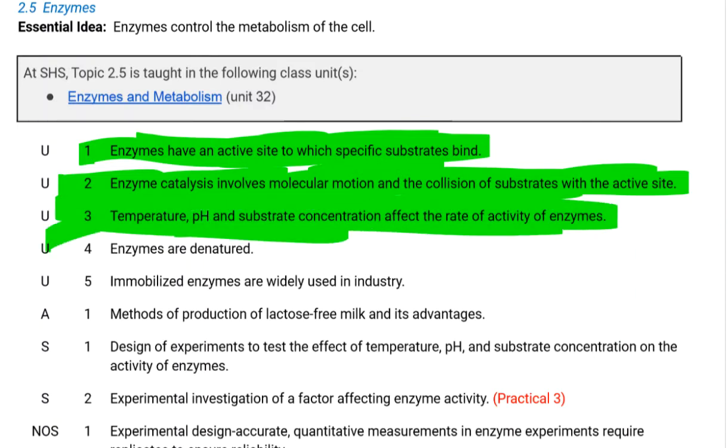Like I mentioned earlier, if there's low substrate concentration, enzymes aren't really doing anything, so the activity is low. Enzymes are denatured for all the reasons mentioned here. And remember, substrate concentration does not denature enzymes.